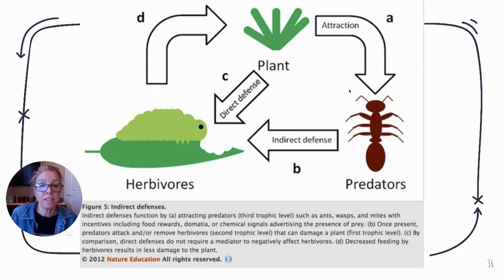Now an indirect defense, this is really cool. So plants can secrete chemicals or provide food or housing for the enemy of their enemy. Okay, for the enemy of their enemy. So if this herbivore is their enemy, plants can actually attract predators of that herbivore. And they can literally attract carnivores to come and hunt that herbivore. So that would be an indirect defense. So on your notes, indirect, attract natural enemies of the herbivores to reduce plant loss and even provide food or shelter to carnivores. So that would be an indirect defense.